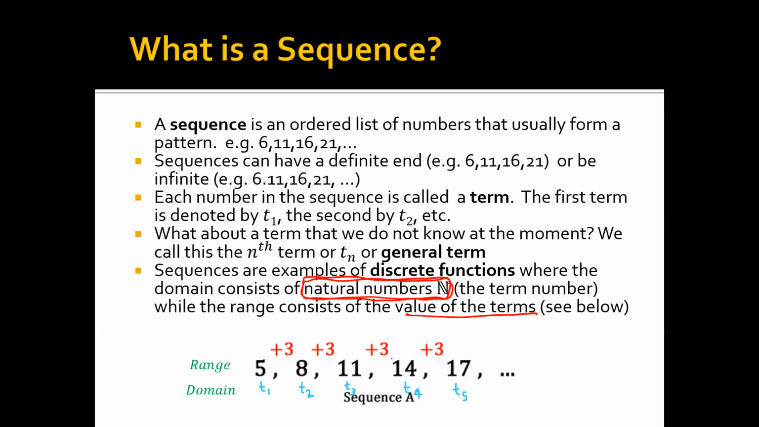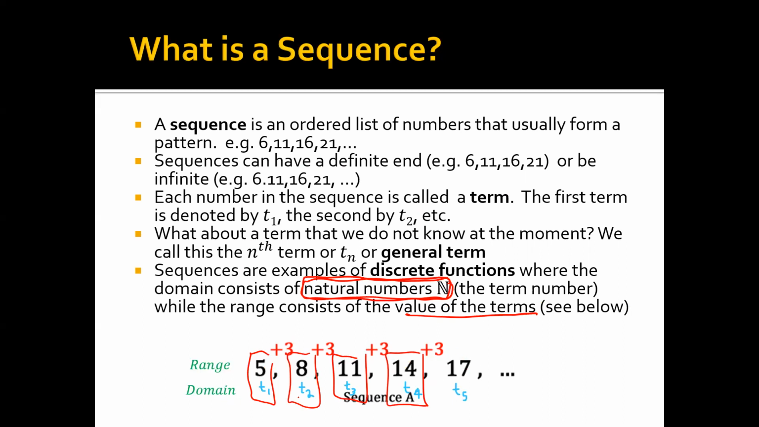We can see here that we're just adding 3 each time. But what we do is we specify that the first term is T1, which is 5. The second term, T2, is 8. The third term, T3, is 11. The fourth term, T4, is 14, and so on.